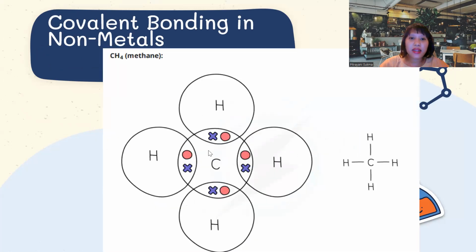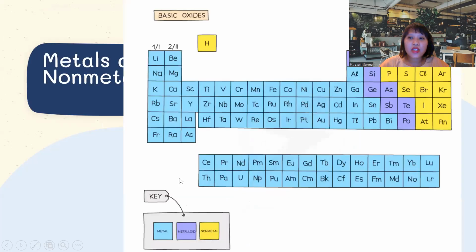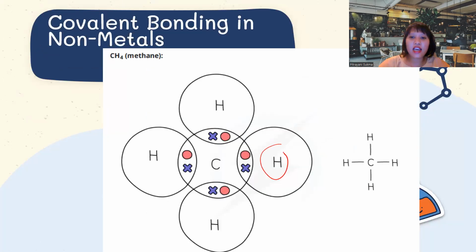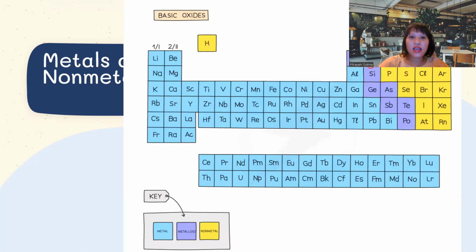And then we can see this is methane, which is carbon and 4 hydrogen. As we can see, carbon is in group 4, so it has 4 electrons in the outermost shell. And hydrogen has 1 electron. So carbon, which has 4, needs to gain 4 electrons to become like the noble gases. And hydrogen needs to gain 1 electron to have 2 electrons, a full electron configuration.